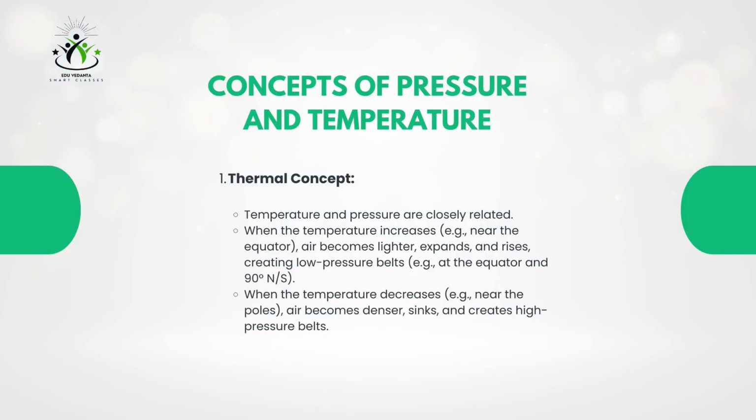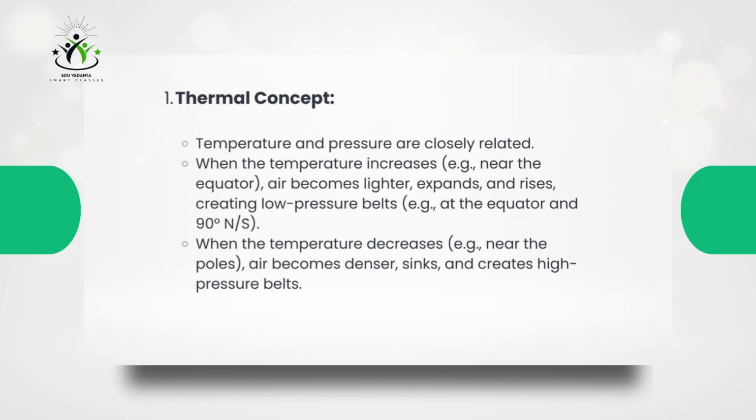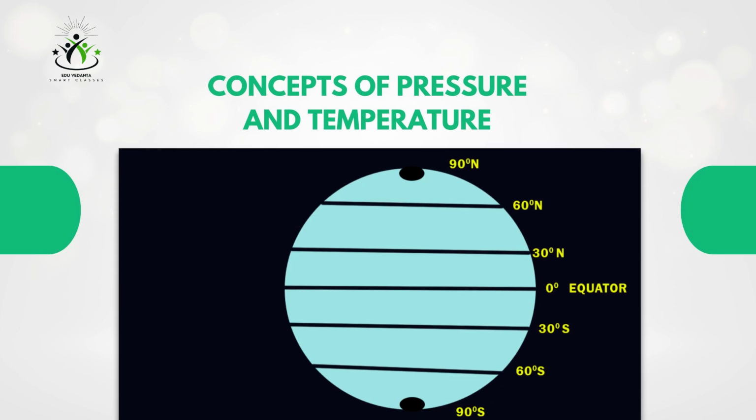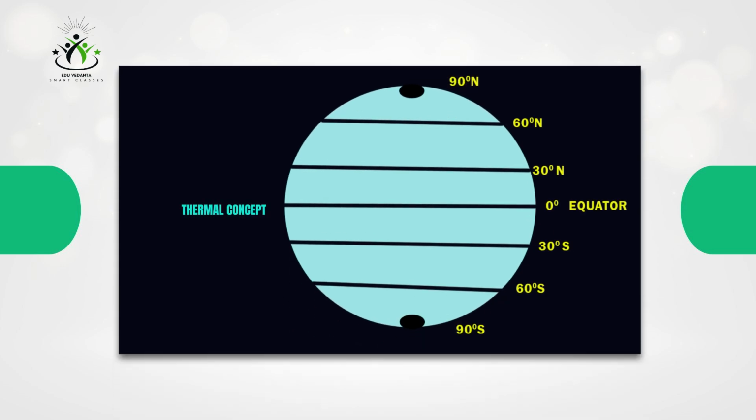To understand wind circulation, we first need to learn two key concepts: thermal concept and dynamic concept of pressure and temperature. Thermal concept. Here the pressure is inversely proportionate to temperature. When the temperature increases, air becomes lighter and rises, creating low pressure zones. This happens at the equator, where the sun's heat is strongest. In contrast, when the temperature decreases, like near the poles, the air becomes denser, sinks, and creates high-pressure zones.